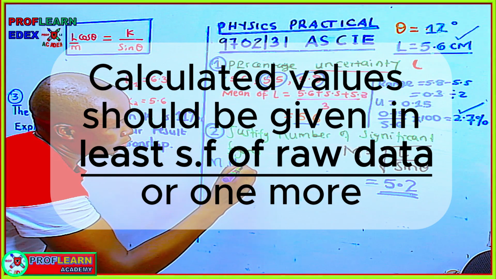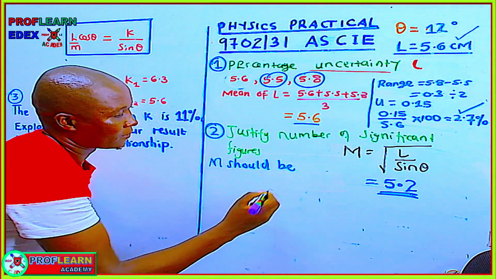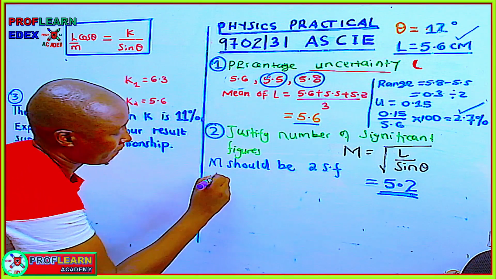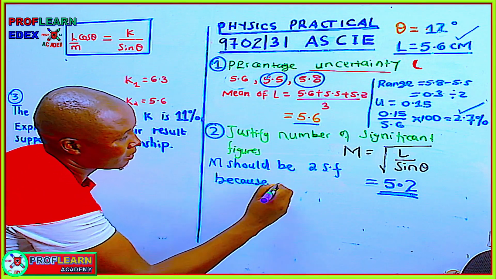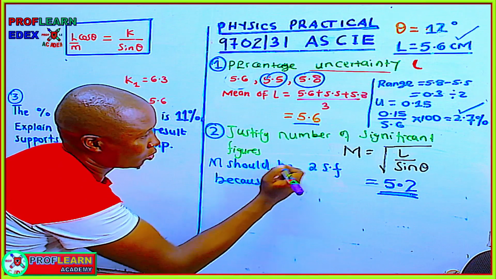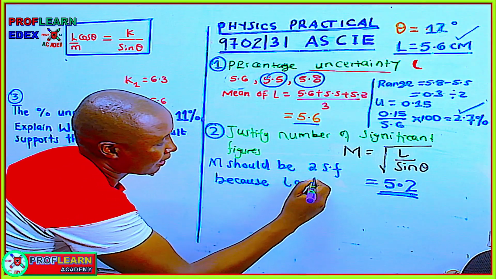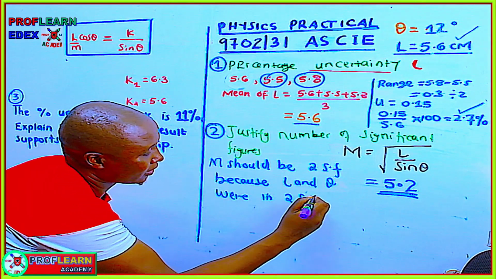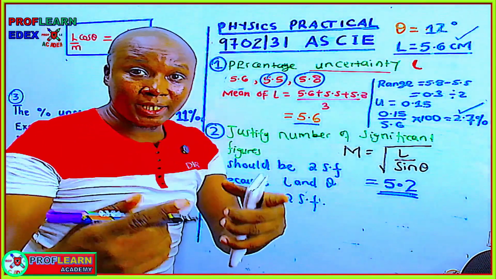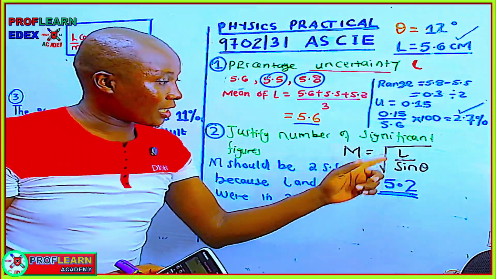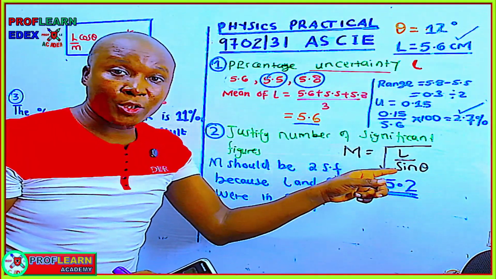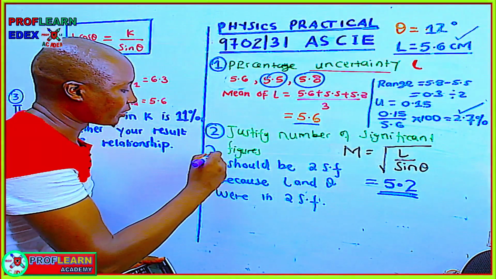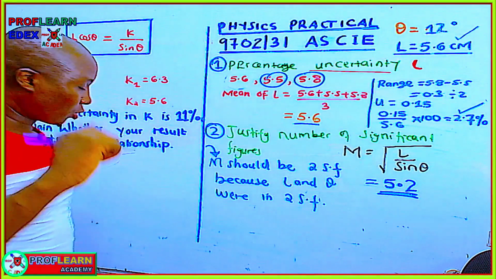M should be two significant figures because L and theta were in two significant figures. So you try to link the raw data you used when you are calculating M. So that's how we justify the number of significant figures. The next question will be asked.